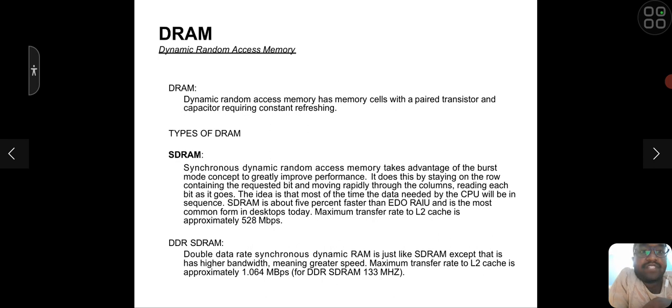DDR SDRAM means double data rate synchronous dynamic RAM. It is just like SDRAM, except that it has higher bandwidth, meaning greater speed. The maximum transfer rate to L2 cache is approximately 1.064 GB per second for DDR SDRAM at 133 megahertz.